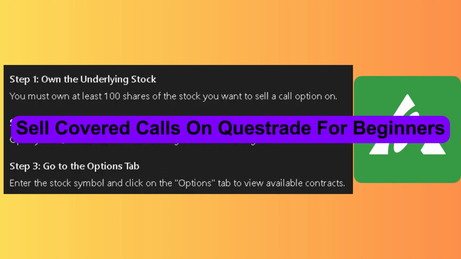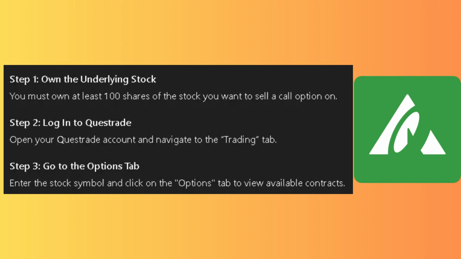In this video you will learn how to sell covered calls on Questrade for beginners. Own the underlying stock. You must own at least 100 shares of the stock you want to sell a call option on.